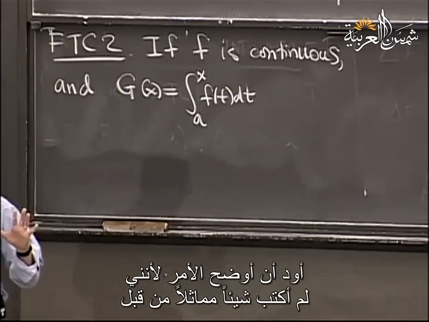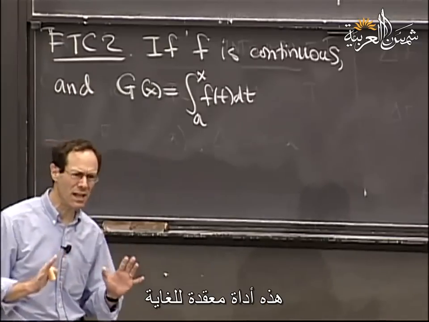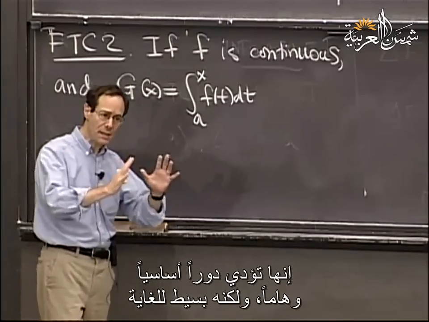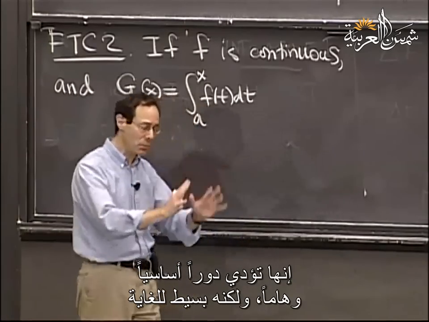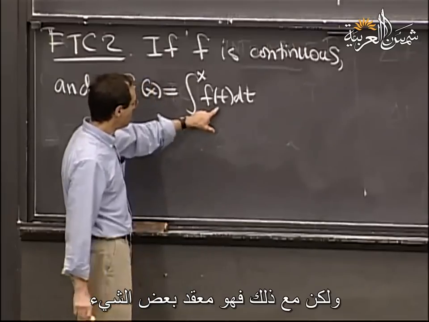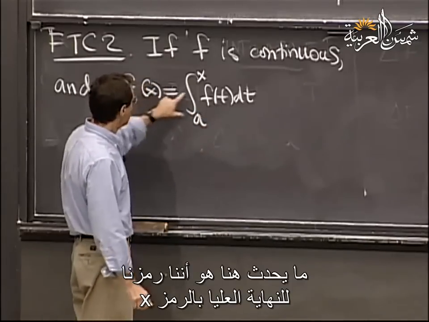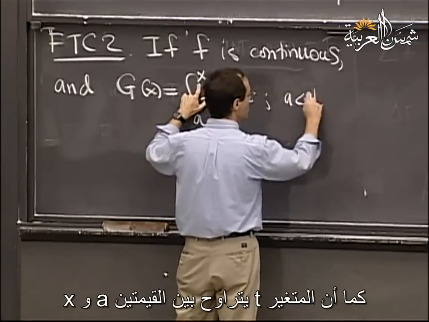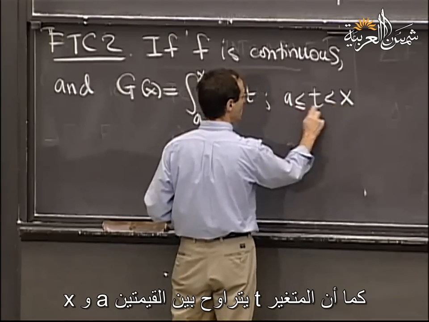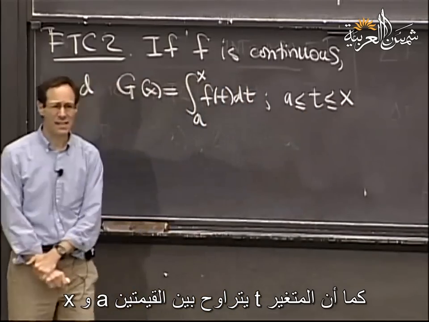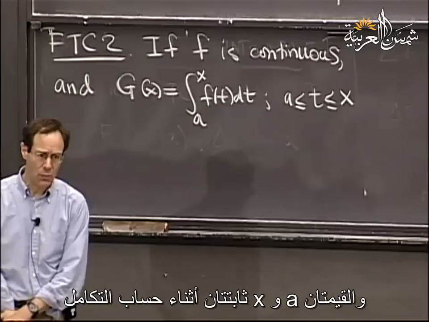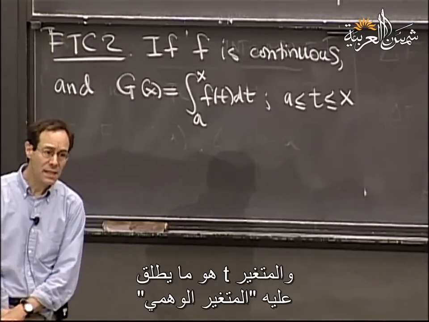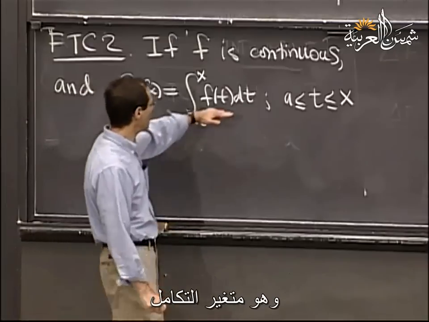Now, I want to emphasize here, because it's the first time that I'm writing something like this, that this is a fairly complicated gadget. It plays a very basic and very fundamental but simple role, but it nevertheless is a little complicated. What's happening here is that the upper limit I've now called x, and the variable t is ranging between a and x, and that a and the x are fixed when I calculate the integral. And the t is what's called the dummy variable. It's the variable of integration.